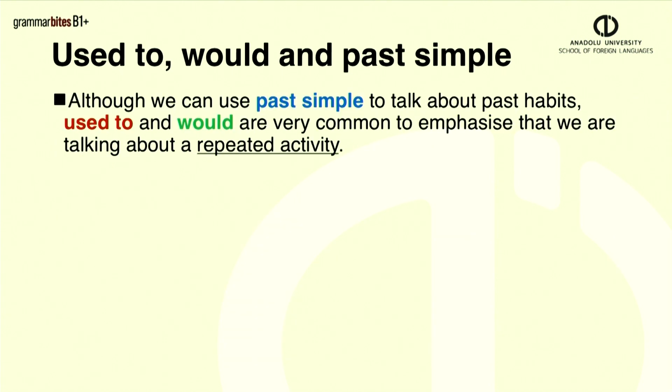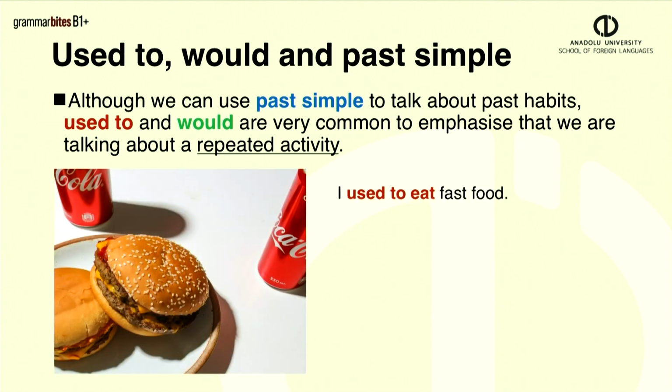Although we can use past simple to talk about past habits and repeated past actions, used to and would are very common to make it clear that it is a repeated past activity or habit. I used to eat fast food. I would eat fast food. I ate fast food. I do not eat fast food now. I am old. I must be careful with food. But notice how used to and would make it clear it happened more than once. But with the past simple tense, we do not know if it is a single action or a repeated action unless we add extra information to the sentence.